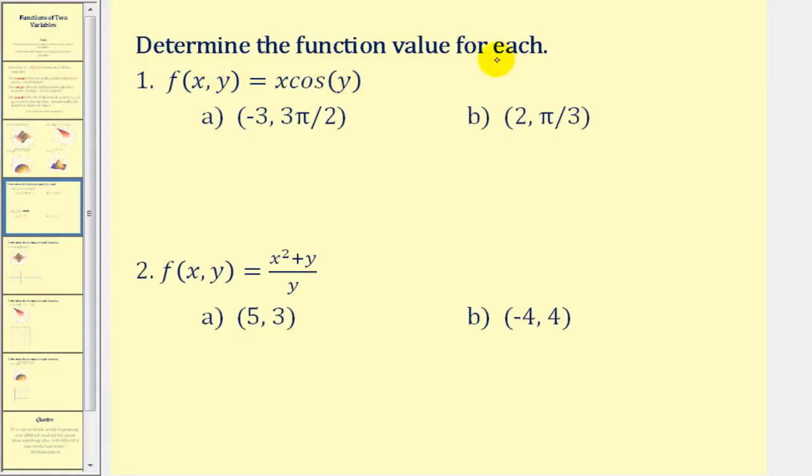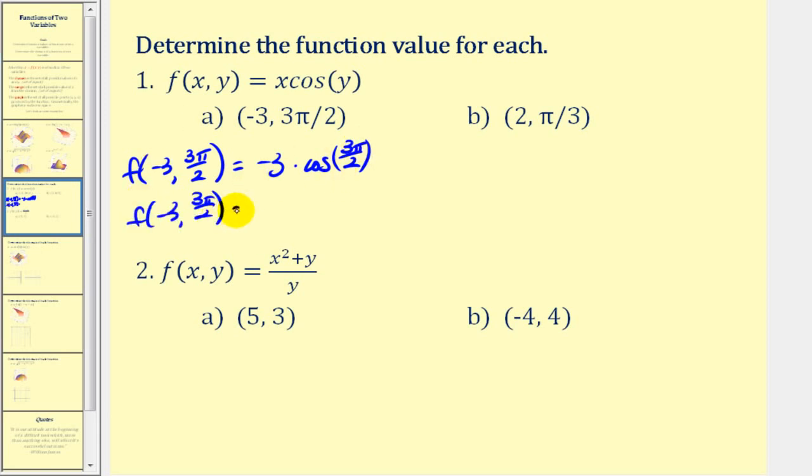Let's go and determine some function values. Notice in order to evaluate this function we need both an x and a y value, which are both given. So we're going to replace x with negative 3 and y with 3 pi over 2. And now we'll just evaluate this. We're going to have negative 3 times the cosine of 3 pi over 2, which is equal to 0, so this function value is 0. When x is negative 3 and y is 3 pi over 2, the z coordinate would be 0.